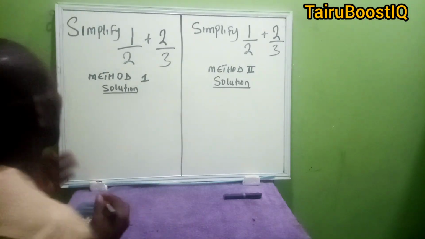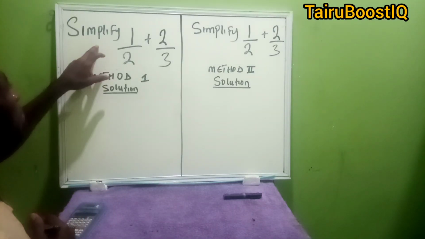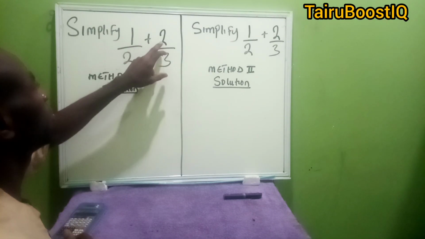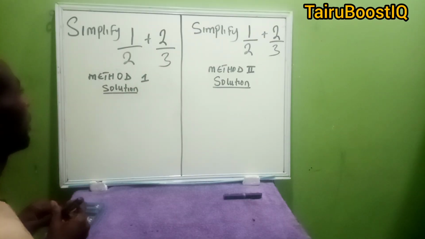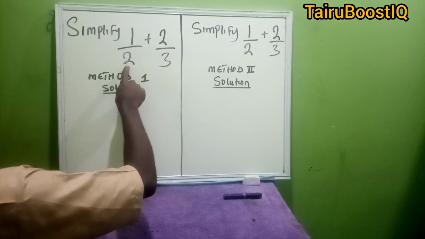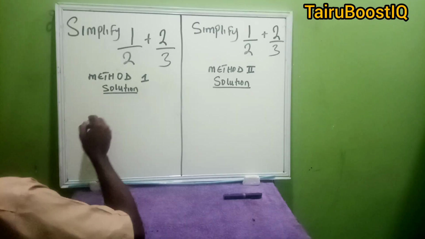Let's solve this question. I have two methods of solving this question. We are given: simplify 1 over 2 plus 2 over 3. I want to use method 1. The smallest number that these two numbers can divide is 6, and that number is called the LCM.